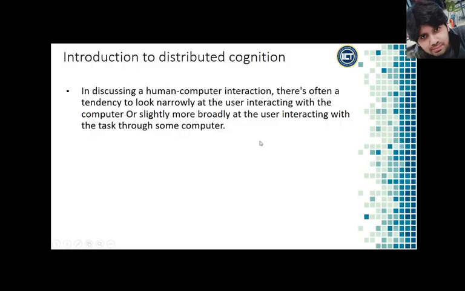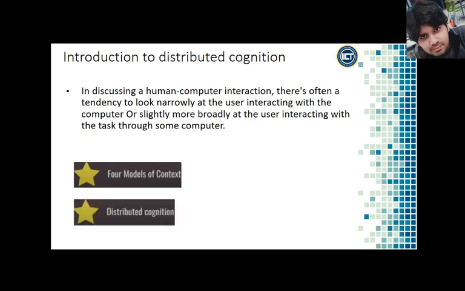So in discussing human-computer interaction, there's often a tendency to look narrowly at the user interacting with the computer, or slightly more broadly at the user interacting with the task through some computer. But many times we are interested in zooming even further out. We are interested not only in the interaction between the human, the computer, and the task, but also in the context in which the interaction takes place. So in this lecture, we are going to look at 4 different models or theories of the context surrounding HCI.